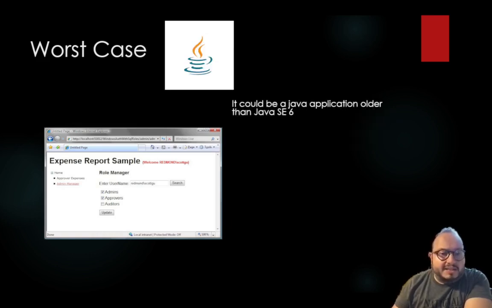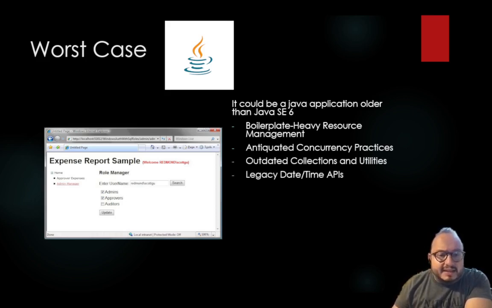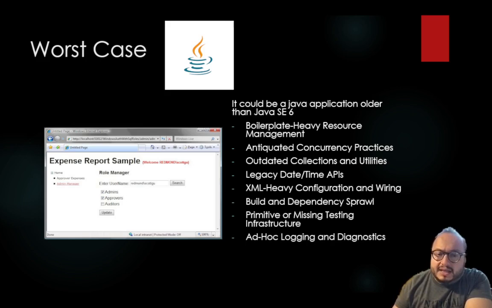Maybe your application is an old Java application, older than Java 6: boilerplate-heavy resource management, inconsistent concurrency practices, outdated collections and utilities, legacy date and time APIs, XML-heavy configuration and wiring, build dependency sprawl, primitive or missing testing infrastructure, ad hoc logging and diagnostics, runtime deployment fragility.